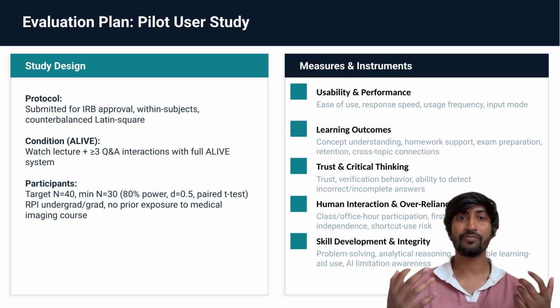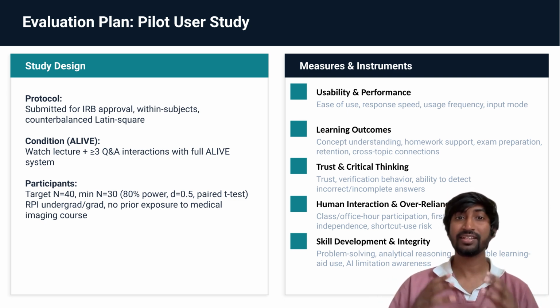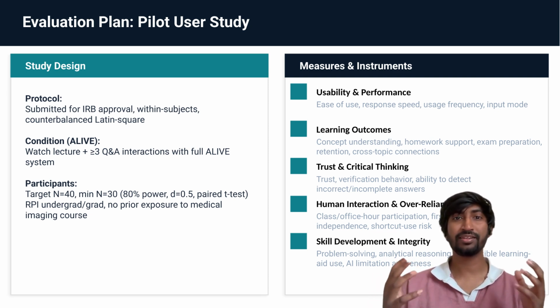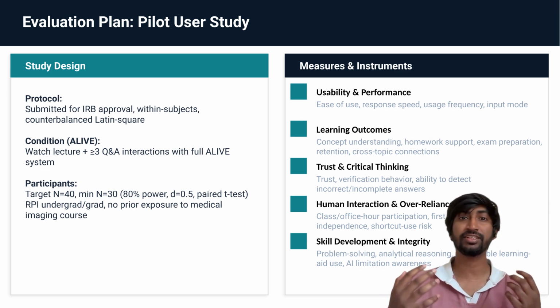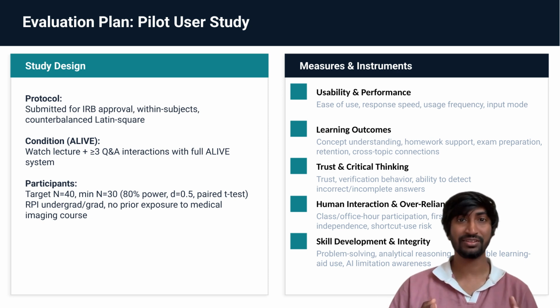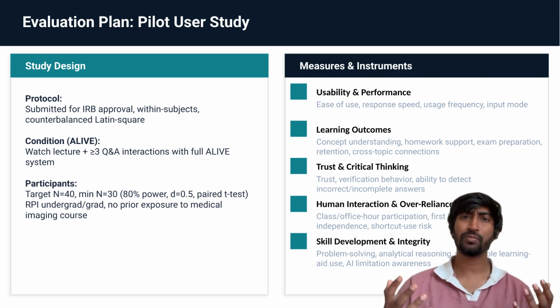To evaluate Alive, we will measure more than whether students like the system or not. The planned study uses a within-subject, counterbalanced Latin square design. In the Alive condition, students watch the lecture and complete at least 3 question and answering interactions. The study targets 40 participants with a minimum of 30 participants, including RPI undergraduate and graduate students who have not previously taken the medical imaging course. The study protocol is being handled through the IRB process before student enrollment.